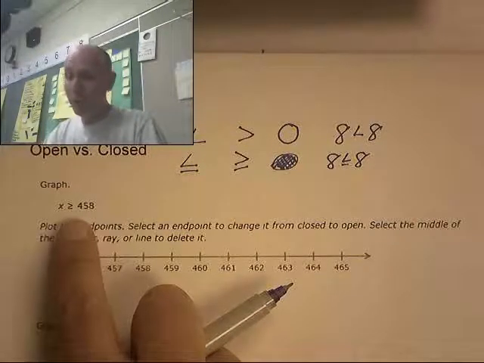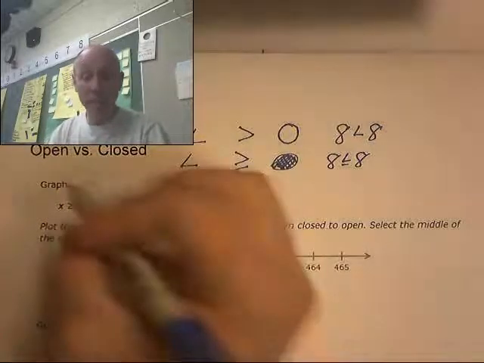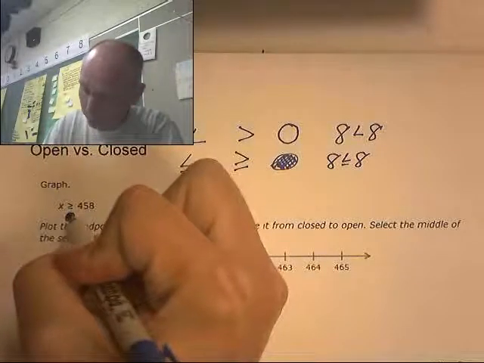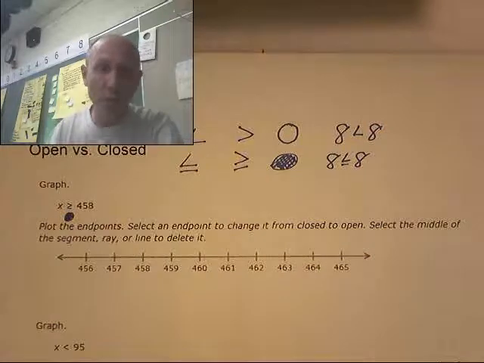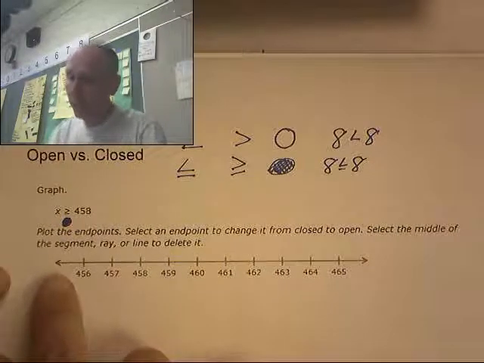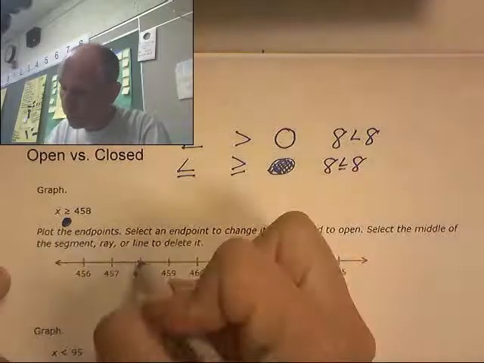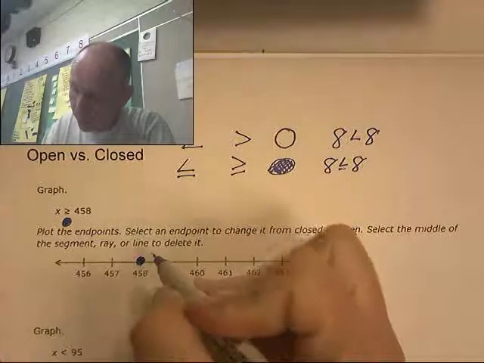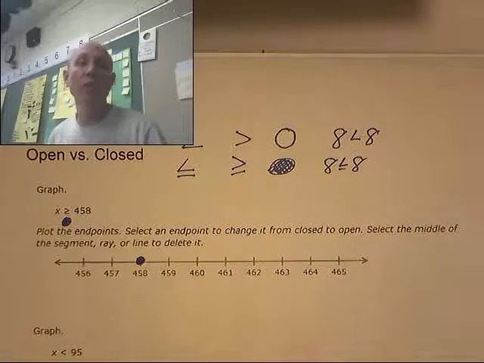X is greater than or equal to, what's that? It's going to be a closed circle. X is greater than or equal to 458. So I'm going to come over here to 458. 458 is right here. I'm going to put a closed circle on it. And I'm looking for the numbers that are greater than that.